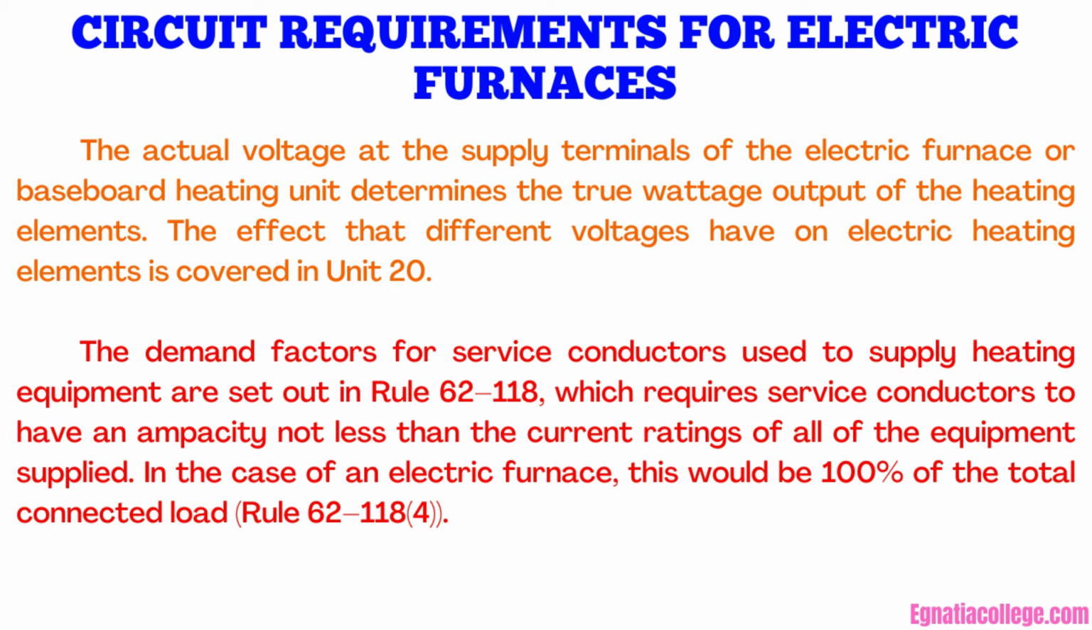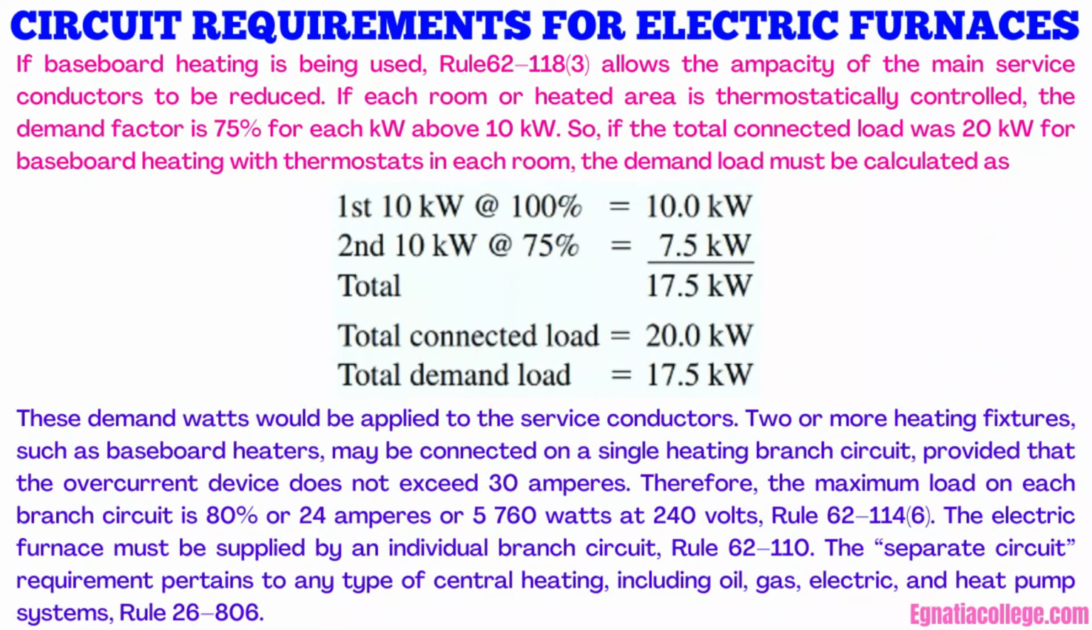The demand factors for service conductors used to supply heating equipment are set out in Rule 62-118, which requires service conductors to have an ampacity not less than the current ratings of all of the equipment supplied. In the case of an electric furnace, this would be 100% of the total connected load, Rule 62-118-4. If baseboard heating is being used, Rule 62-118-3 allows the ampacity of the main service conductors to be reduced.